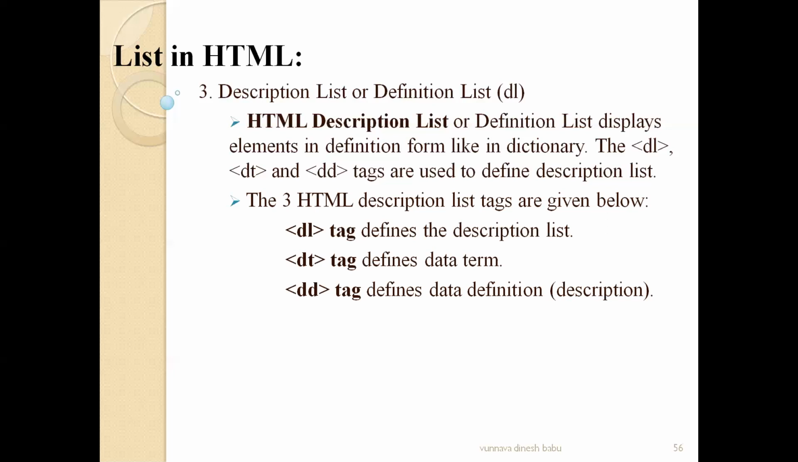So see the three things. DL defines the description list. DT defines the data term. I said description term, it is data term. And the DD tag defines the data definition, that is, it will describe the above term, right? So I will show it in the example. Next one.